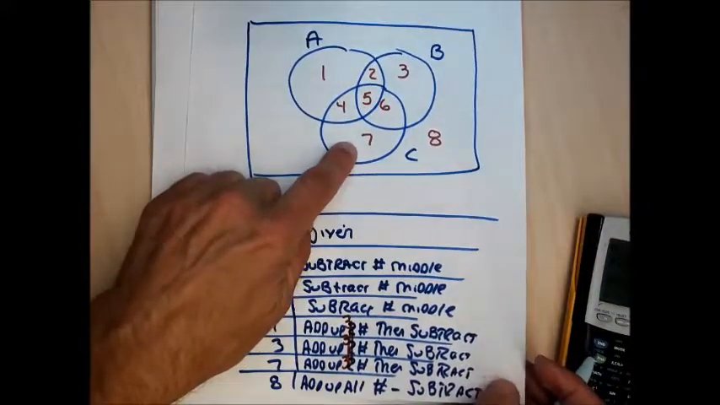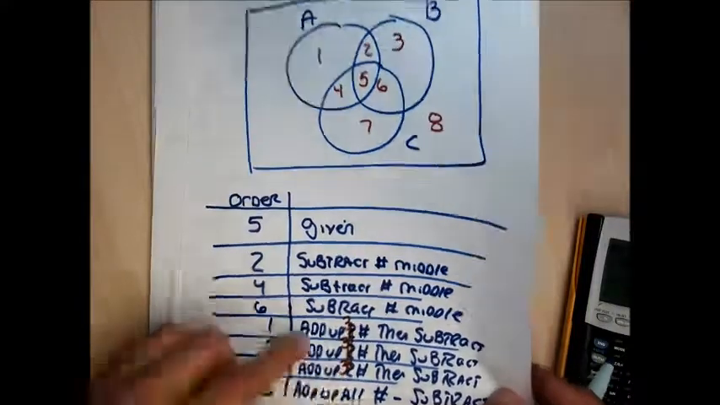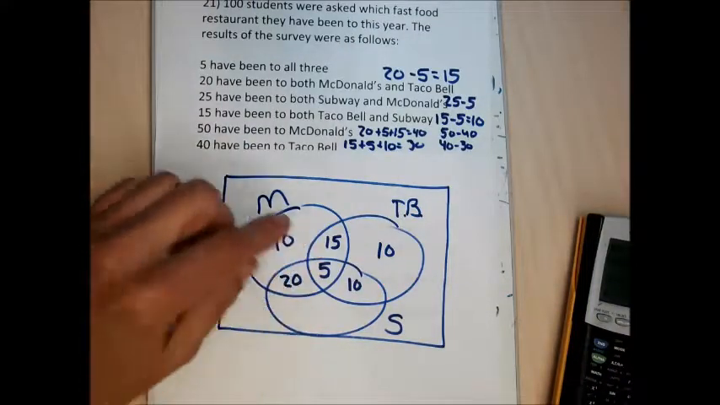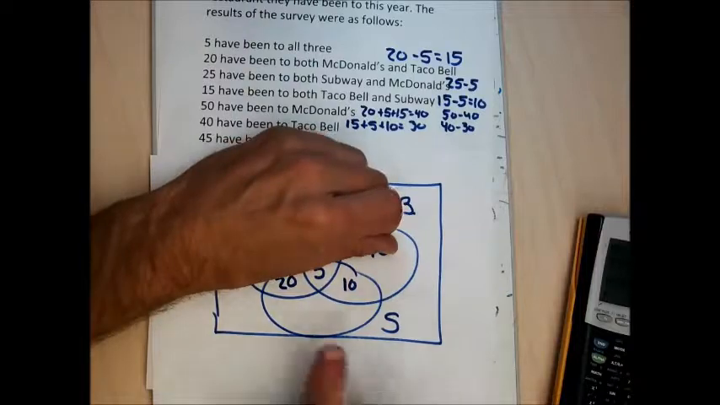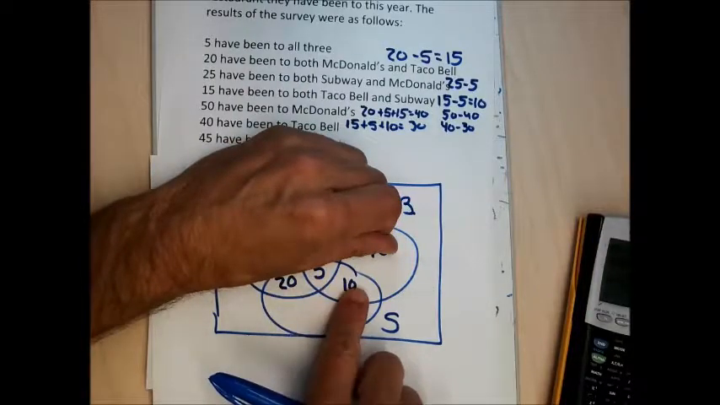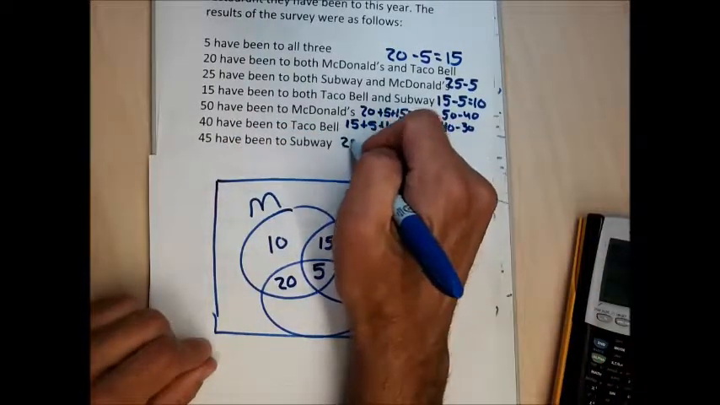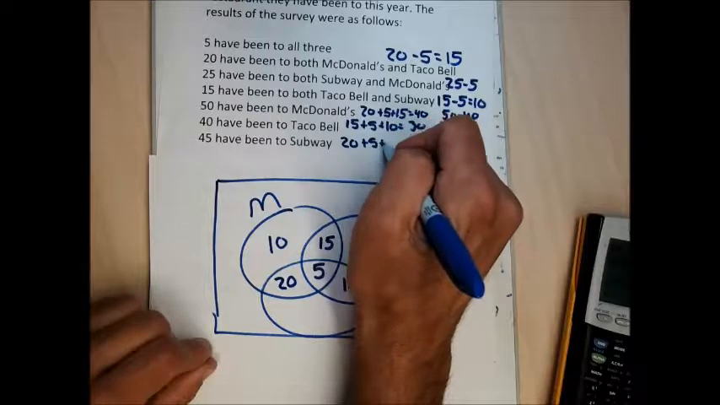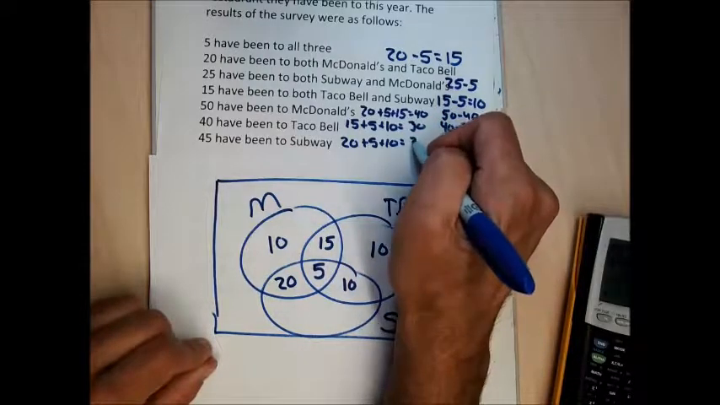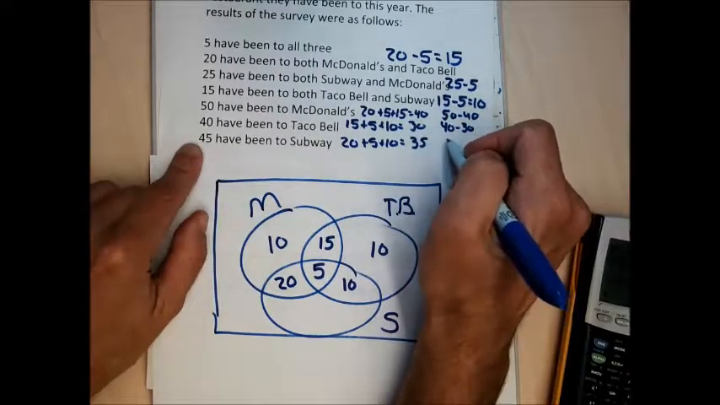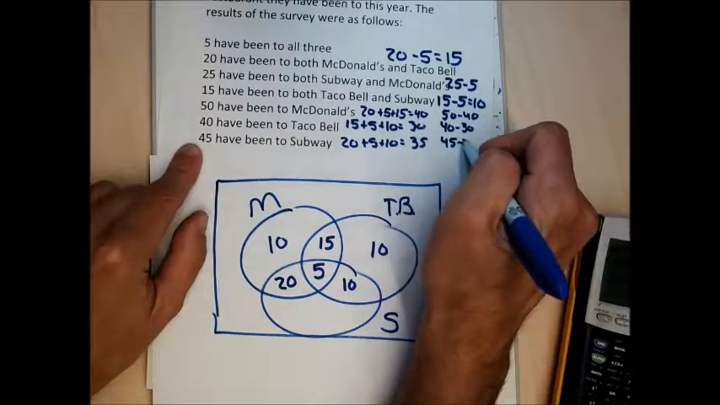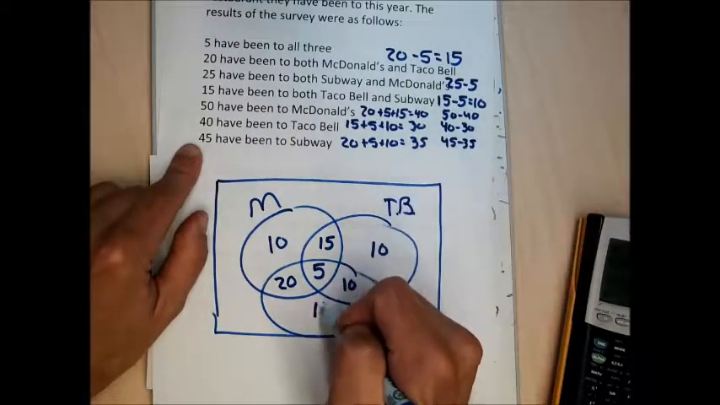Then I'm going to do region 7, where I add up 3 numbers, then subtract. That's a Subway one, so I'm going to add up the 3 Subway numbers of 25 and 10. Add those up and get 35. Subtract them from the Subway only one. 45 minus 35 is 10 again.